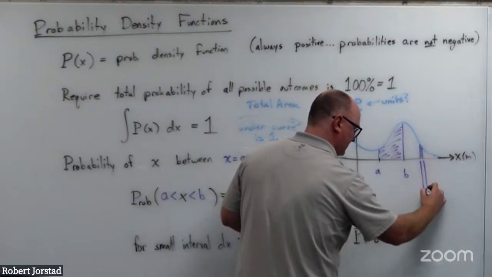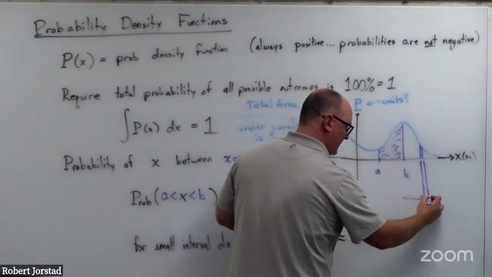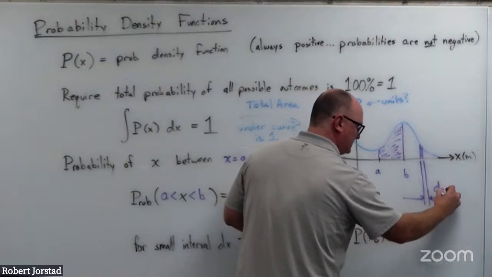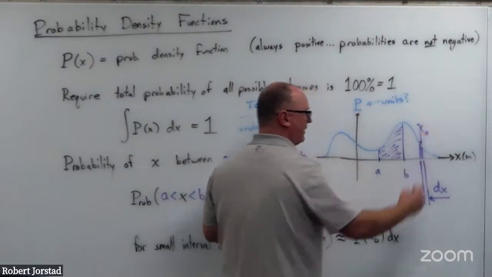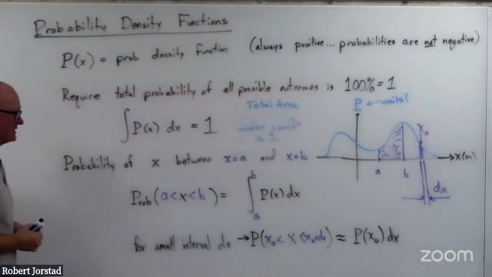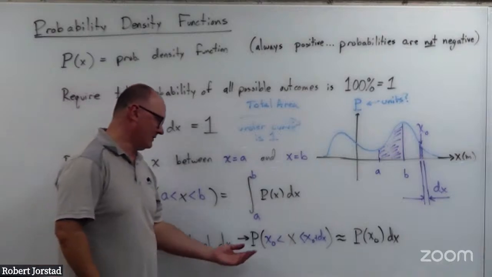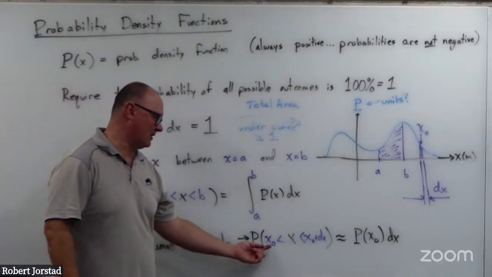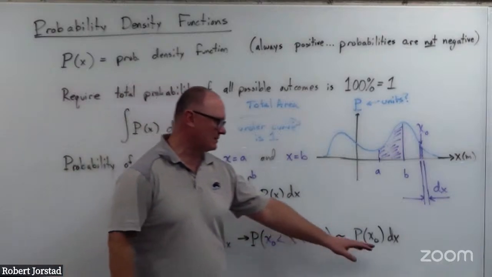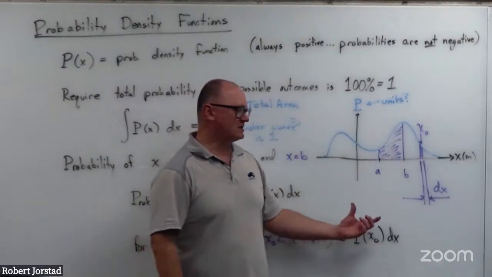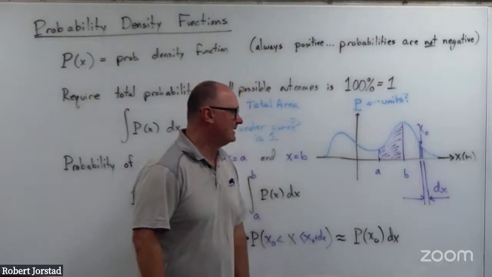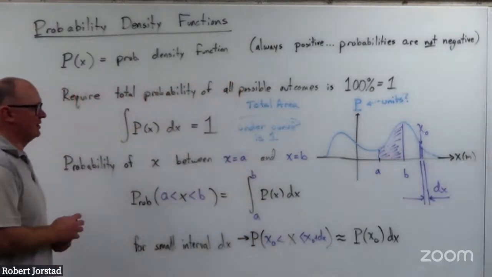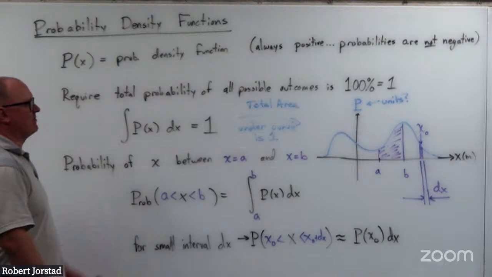Let me get this down here so I can show this. The width of this interval would be dx, and maybe it's centered on x0. If that is the case, the probability of the event occurring between x0 and x0 plus dx is approximately equal to this, right? If you slice this interval up small enough, you could just do the area of the rectangle.